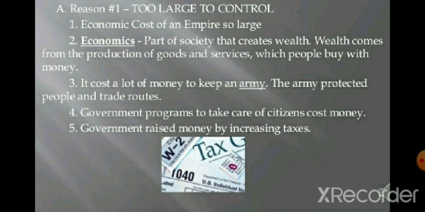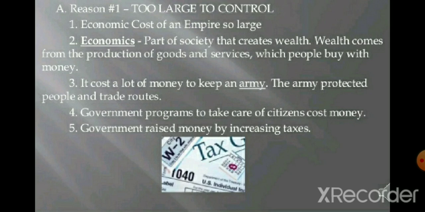But the Roman government needed to spend a large amount of money to keep an army like that. Government programs to take care of citizens cost money. As Rome was a very vast empire, it cost its government a large amount to take care of its citizens.